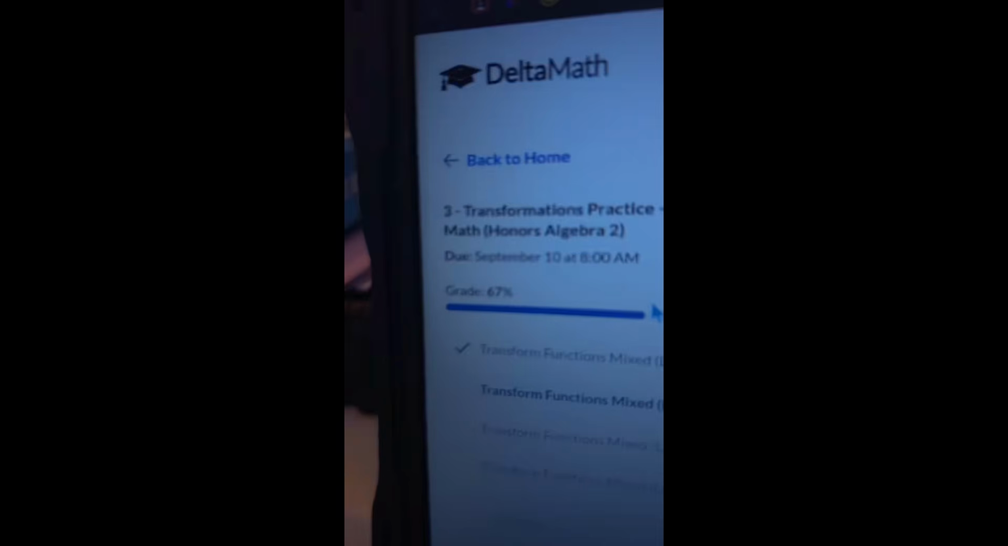So the order we have is AP Psych, Honors Algebra 2, and Honors Bio. For math, I have to do this Delta Math, so I'm gonna finish that. It's 6:43, and I'm gonna start that now. I'm 67% done. Okay, so I just finished that, and now I have to finish this packet. So it's 7:06. Okay, so it's 7:28, and I just finished 4 pages of that.